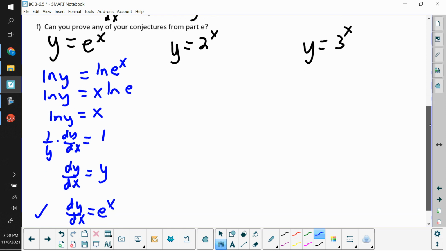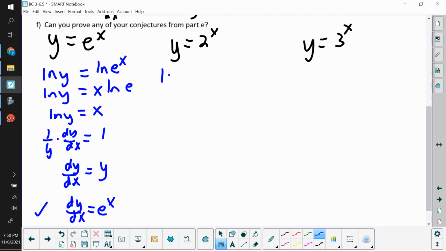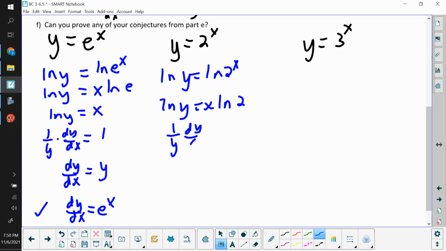Well, let's try 2 to the x, see if we can do the same thing. So we'd have natural log of y equals natural log of 2 to the x. That's natural log of y equals x natural log of 2. So keep in mind, natural log of 2 is just a number. So when we go to do our derivative now, natural log of y's derivative is 1 over y dy dx again. If we had 7x, the derivative would be 7. So if we have natural log of 2 times x, the derivative is just natural log of 2.